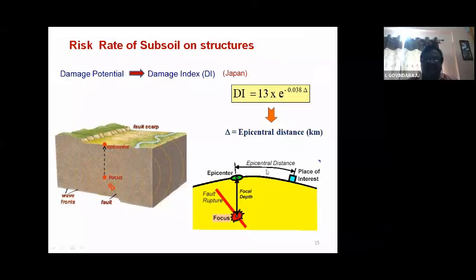As I mentioned, what is the epicentral distance here? This is the epicenter of the earthquake, and this is the place of recording. Suppose you have an instrument located at some region which can record the vibrations. The distance from the epicenter to the place of recording an earthquake is what is called the epicentral distance.